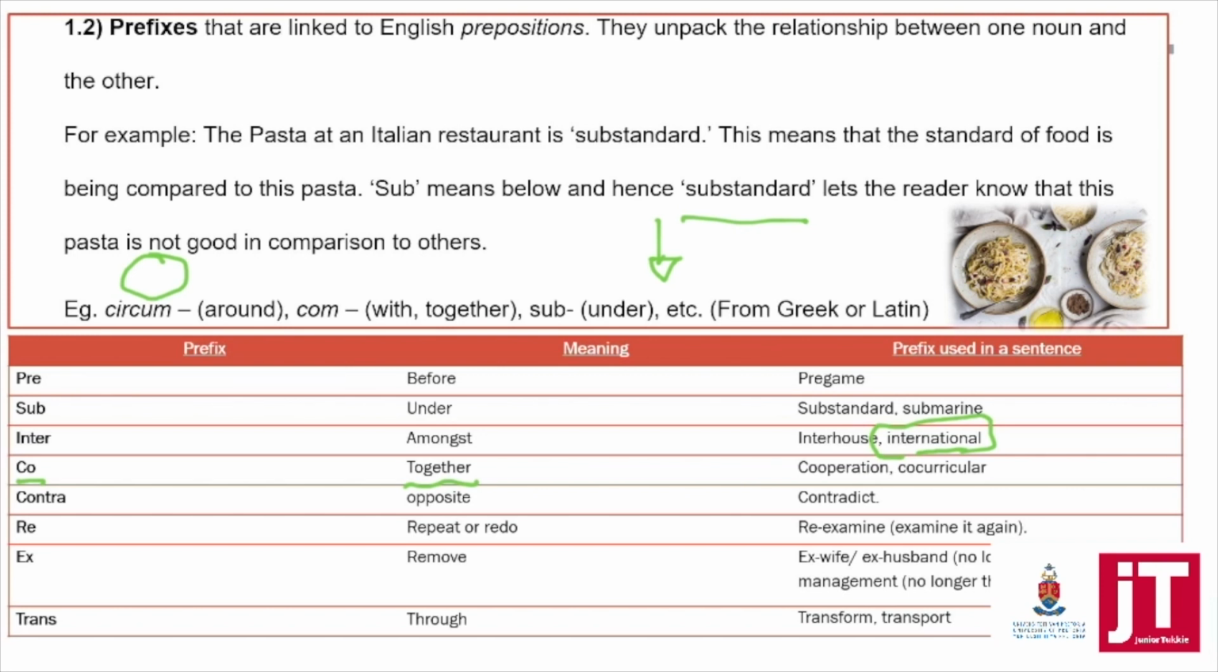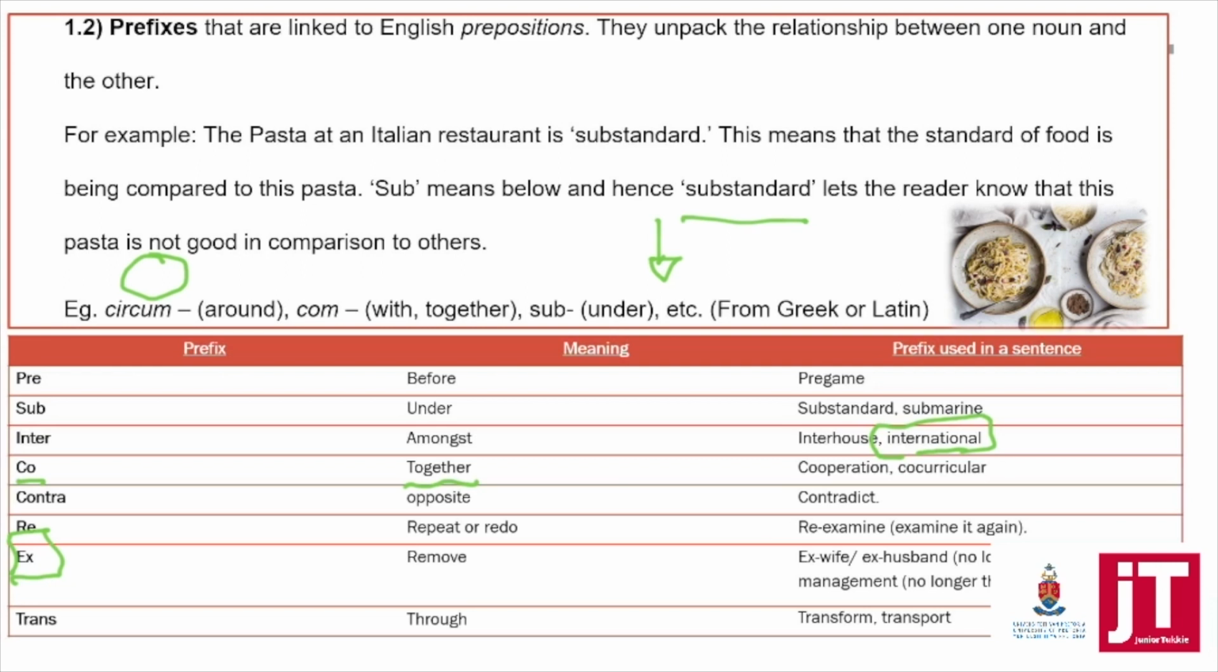Ex means remove. Okay, goodbye. Right. Ex-wife, ex-husband. It means that they no longer hold that title. Okay, my ex-coworker means they no longer work for that company, or you no longer work for that company. Ex-management, no longer the manager, that sort of thing. Okay, so you were once the manager and now you're the ex-manager. Okay, so you see how the title gets removed like that.